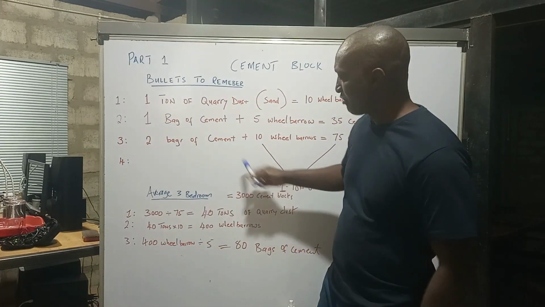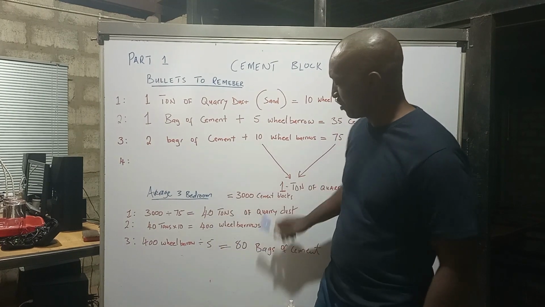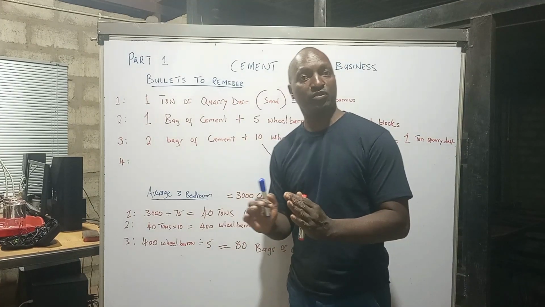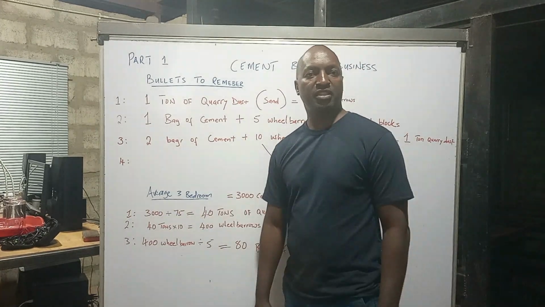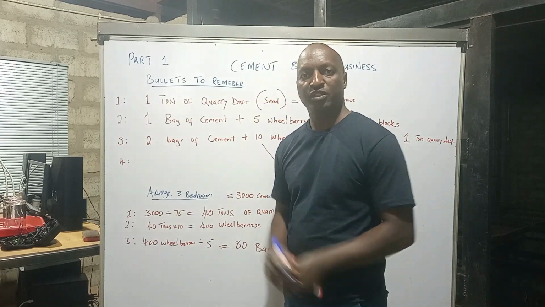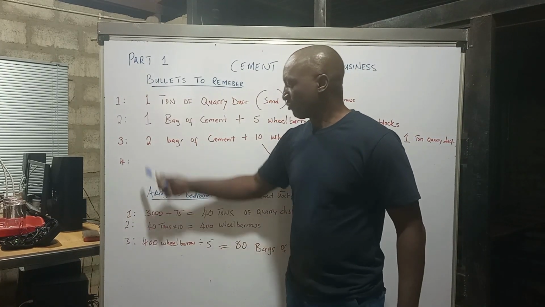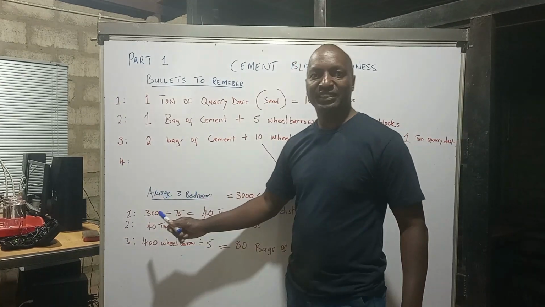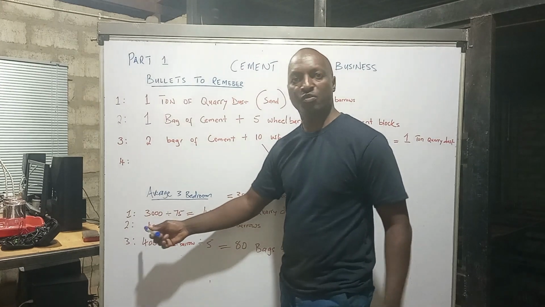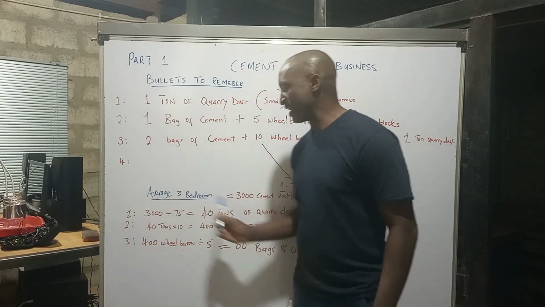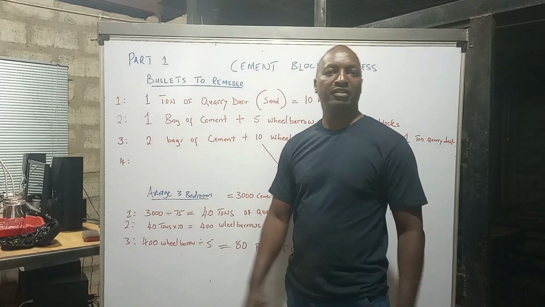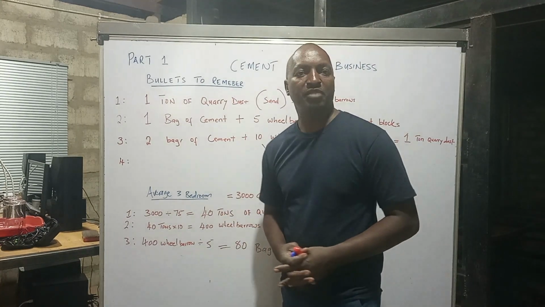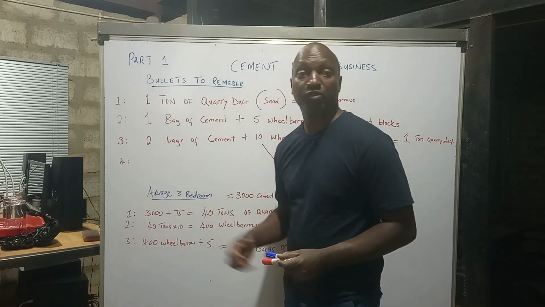Then when you have found the cost of all the materials, the cement, the quarry dust, the transport, the labor, you add that total together. Then you divide that by the 3,000 to get how much it's costing you per block. So that now you can see how much you're selling the block for per block. You can subtract the cost per block from that selling price, multiply by 3,000, so that you can be able to find your profit.